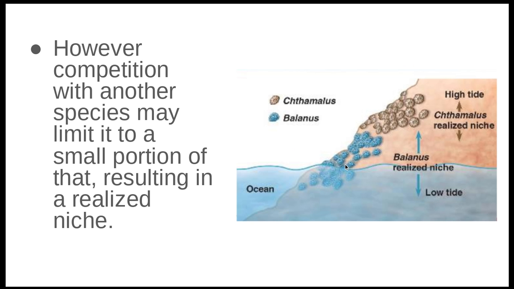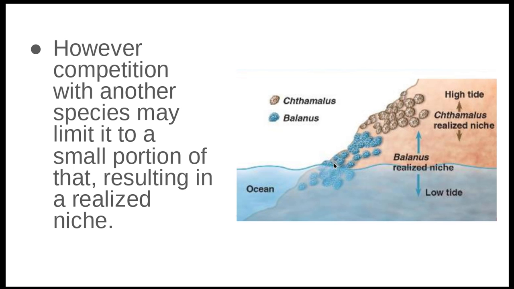But let's say this blue one can't live in the entire area. Its upper zone is somewhere around here in the middle mark. Well, what could end up happening is instead of this brown barnacle living in its entire range, it ends up just living in the top part, where the blue barnacle can't. This is a realized niche.